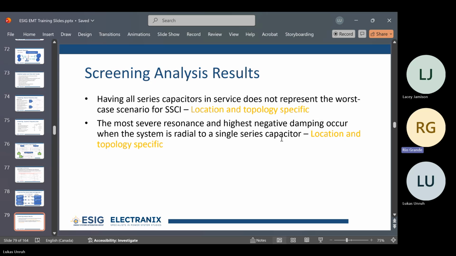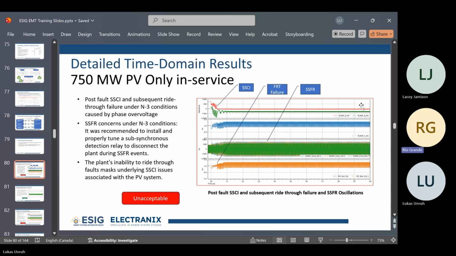So you have no parallel series capacitance paths. You have a single path out to the system, and it's a strong system behind it. And that's generally when you'll get the most severe resonance, occurring at the highest frequency as well, which is not something that's super intuitive when you first look at these systems.